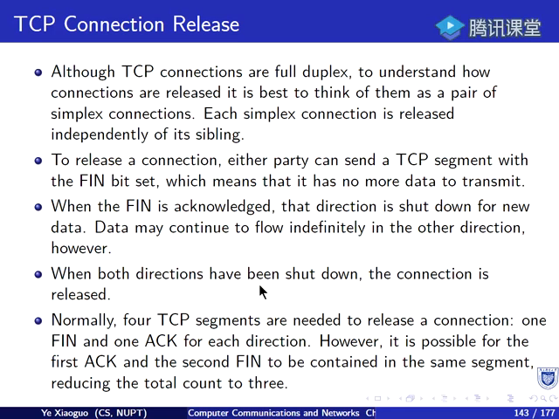So TCP release uses the four-way handshake mechanism. Normally, four TCP segments are needed to release a connection: one FIN and one ACK for each direction. However, it is possible for the first ACK and the second FIN to be contained in the same segment, reducing the total count to 3.